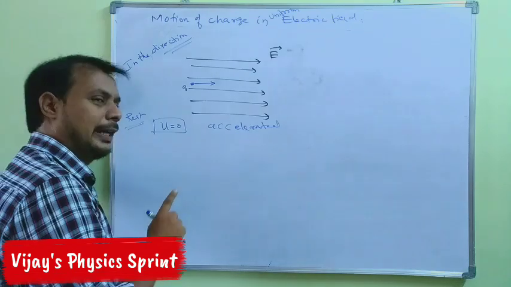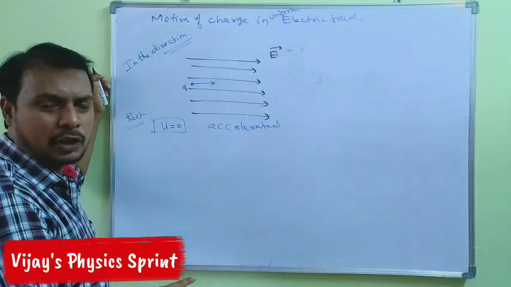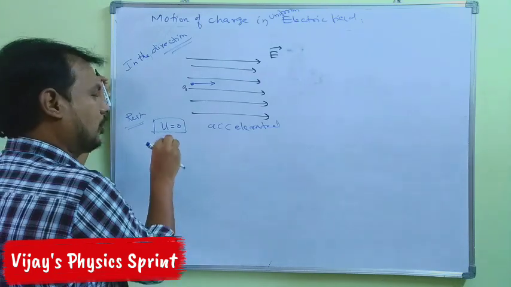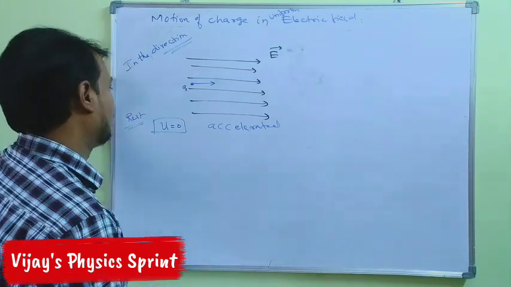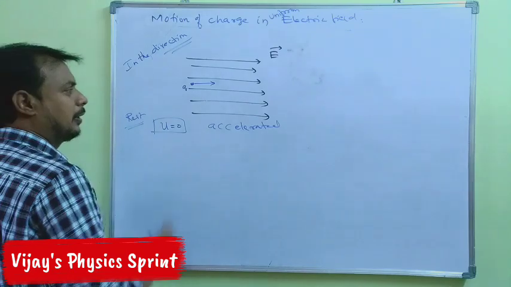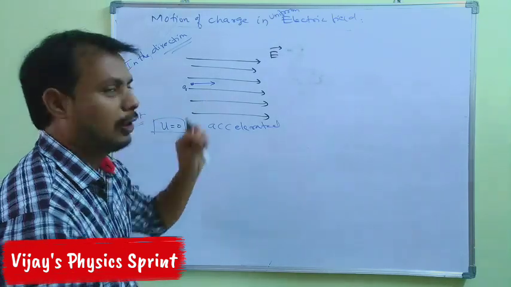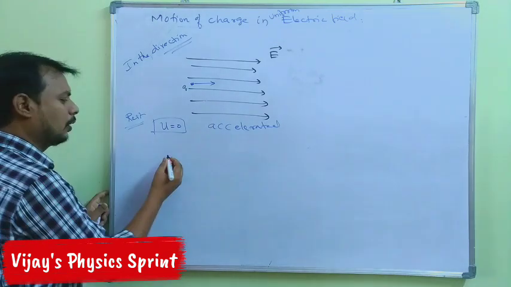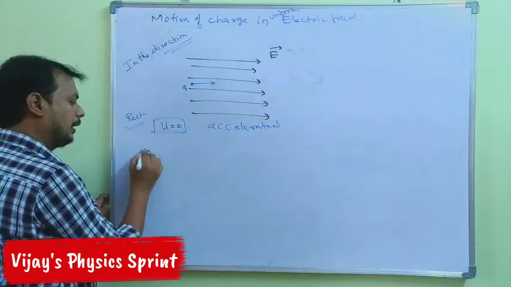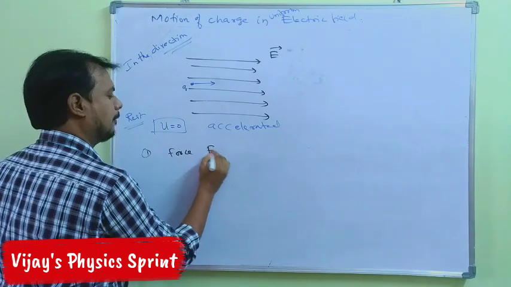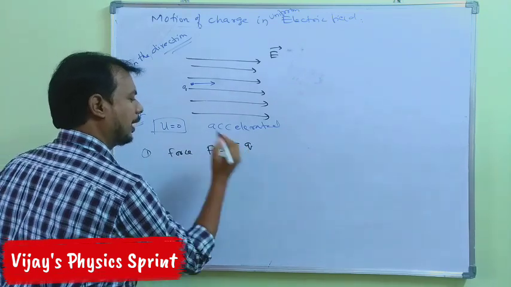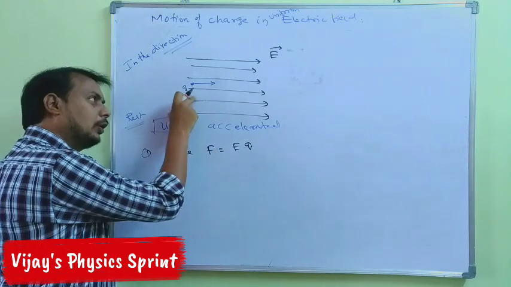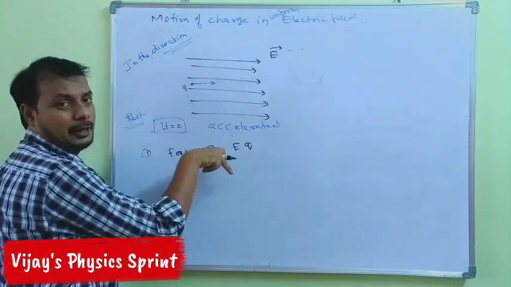Then what is the force acting on the charge? What is the acceleration? What is the momentum? What is the kinetic energy of the charge? Now we are going to calculate. Starting from rest, u equal to 0, in the direction of electric field. First, the force acting on the charge: force F is equal to EQ, electric field intensity into charge. This is the force acting on the charge due to the electric field.